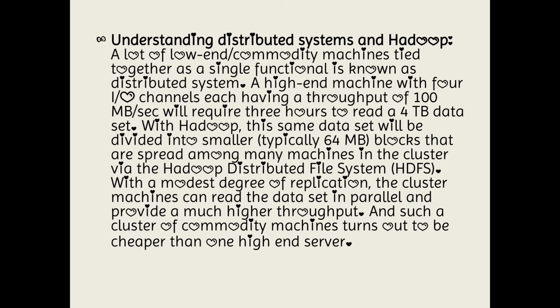Next one is about understanding distributed systems. There is a small difference between Hadoop and distributed systems. See here, a lot of low-end commodity machines tied together as a single functional unit is known as a distributed system. A high-end machine with 4 input channels, each having a throughput of 100 MB per second, will require 3 hours to read a 4 terabyte dataset. With Hadoop, this same dataset will be divided into smaller blocks that are spread among many machines in the cluster via the Hadoop distributed file system.